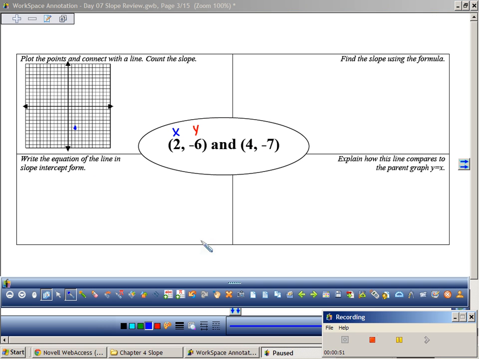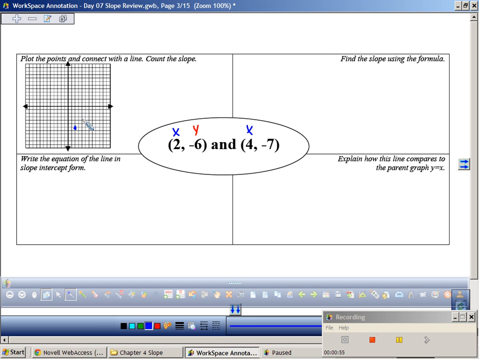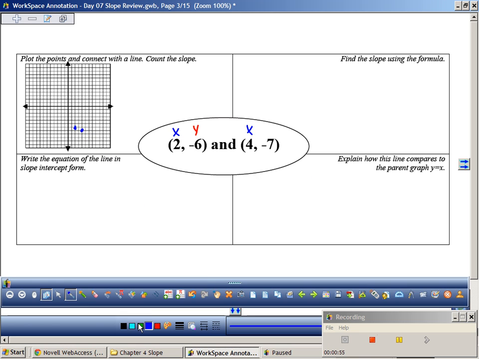All right, now I'm going to plot my other point, (4, -7). So I'm going to go in the right direction 4, 1, 2, 3, 4, and then down 7. I'm going to shift right down here, but 2 more, correct? Not 2 more, 1 more. I'm over 2 and down 1 more.